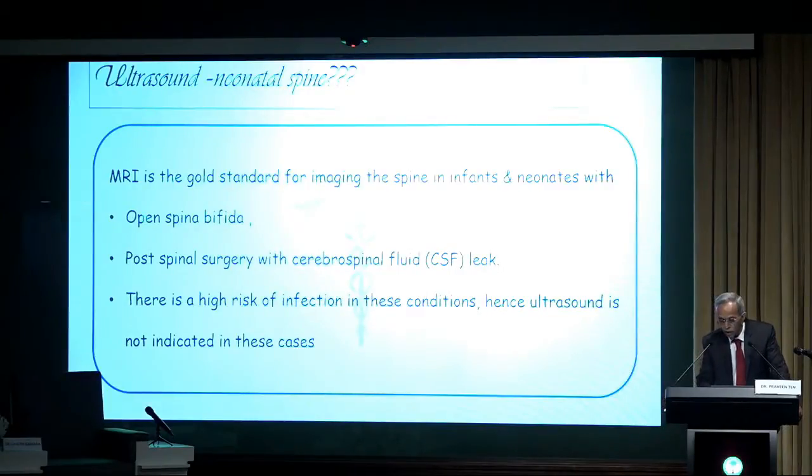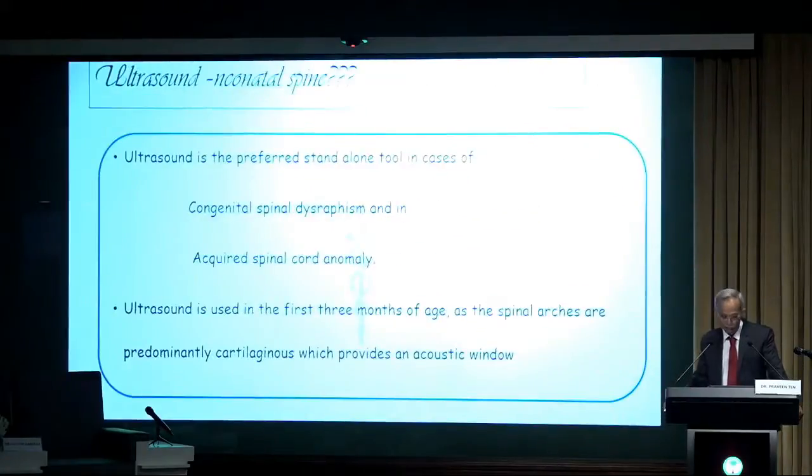Now with this concept, we have started utilizing ultrasound. Ultrasound is very useful as a preferred standalone tool. It's extremely useful in certain specific cases, particularly congenital spinal dysraphisms and acquired spinal cord abnormalities. Now, when do we do this? We usually do it in the first 3 months of the neonatal period.